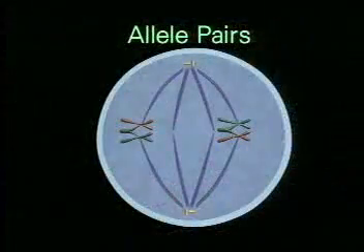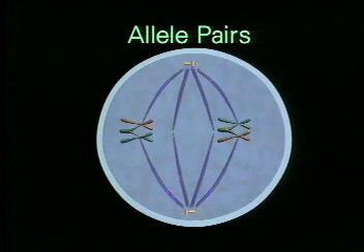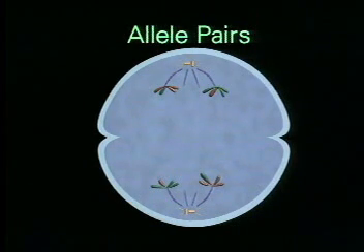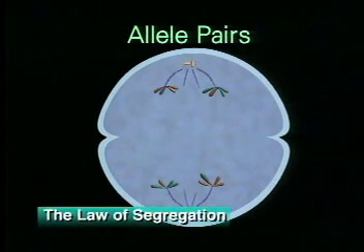When chromosomes are separating in the first meiotic division, each pair of alleles split, since they are carried on homologous chromosomes. We say that the individual alleles segregate. Mendel called this the principle of segregation. It became known as Mendel's first law, the law of segregation.